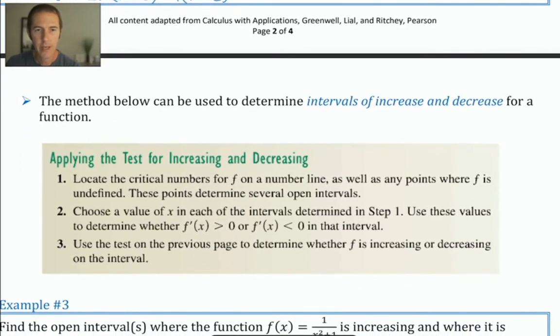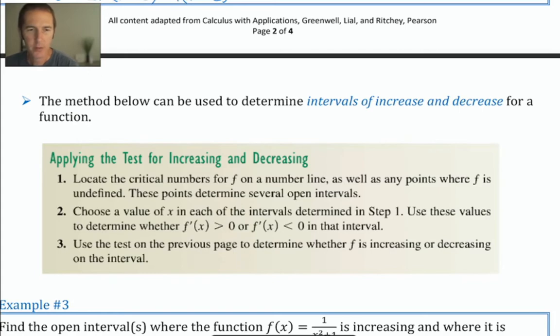All right, and there's a test for increasing and decreasing. So we're going to go through some motions to determine specific intervals where our function is increasing and decreasing. So let's have a look at that next.